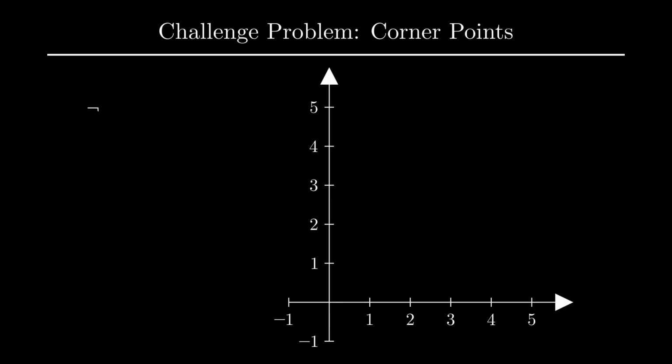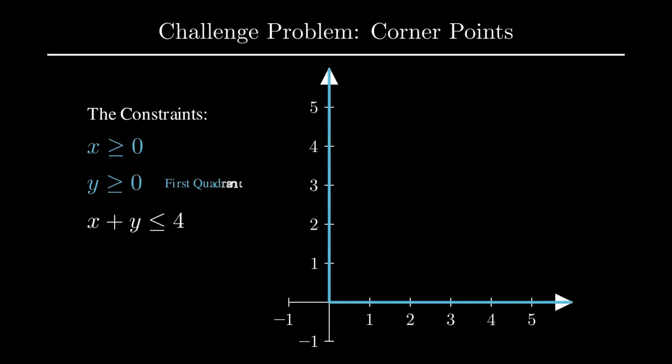Let's look at a multi-line system. X is greater than or equal to 0, y is greater than or equal to 0, and x plus y is less than or equal to 4. The first two constraints, x is greater than or equal to 0 and y is greater than or equal to 0, are incredibly common in advanced math and economics because they restrict our entire problem to the first quadrant, meaning our values must be positive.